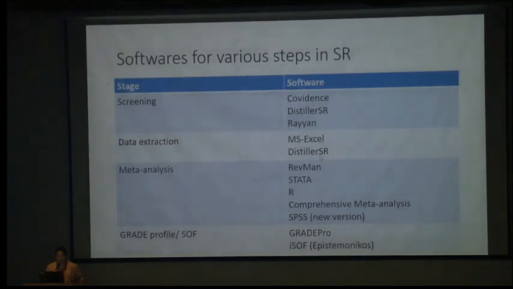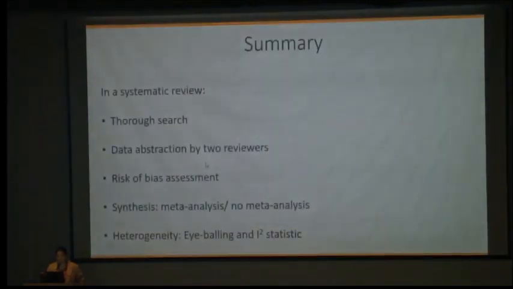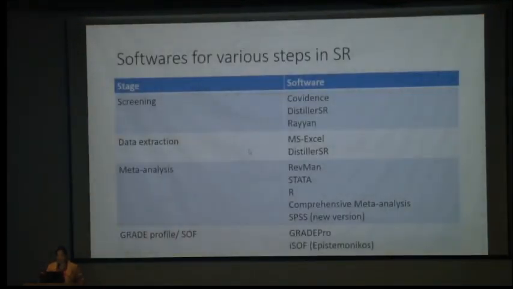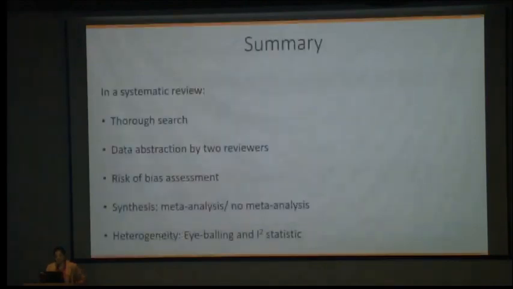So I'll wrap up here by just telling you that there are softwares that you can utilize for each step of the systematic review. So you have softwares for screening, for data abstraction, meta-analysis, and for making the GRADE profile. And we in the Department of Epidemiology are happy to train you or to help you with any of these softwares. In fact, we'll be happy to help you with the syntheses if you're doing a systematic review also. And let me summarize that in a systematic review, you must do a thorough search, data abstraction by 2 reviewers, risk of bias assessment, syntheses, and you assess heterogeneity.